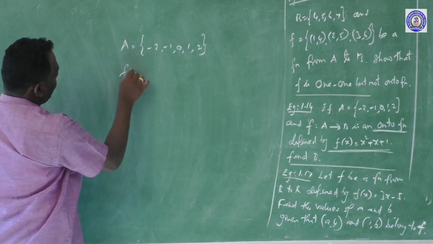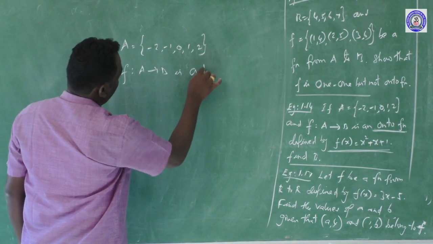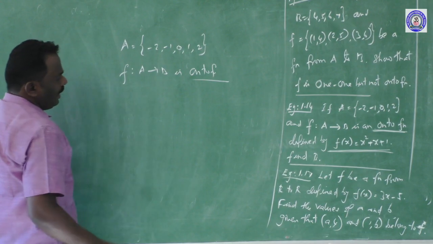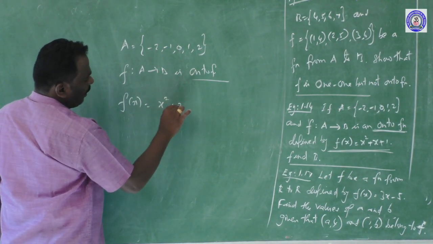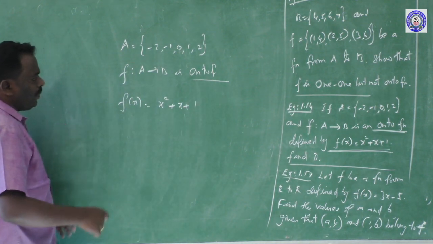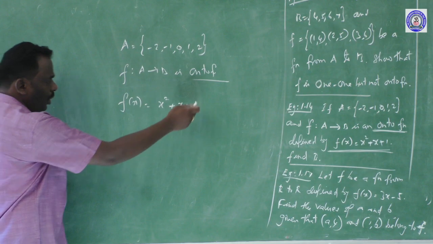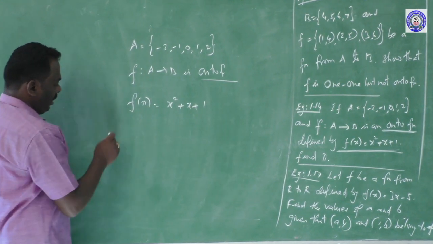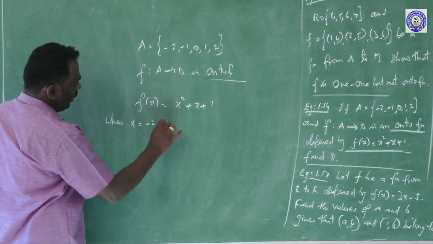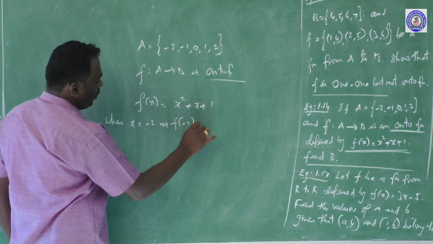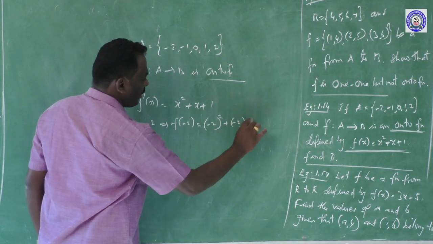Now, the function from A to B is onto, and the function values are given by f(x) = x² + x + 1. As usual, we take the elements from set A, substitute them into the function, and find the answers. First consider x = minus 2, which implies f(minus 2) = (minus 2)² + (minus 2) + 1.